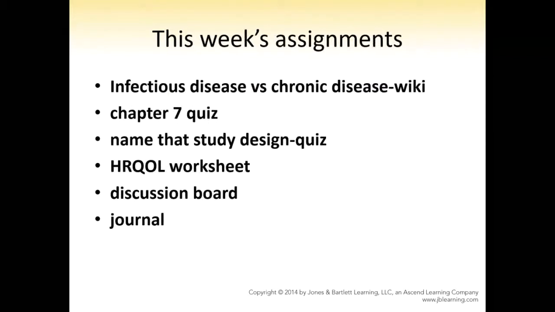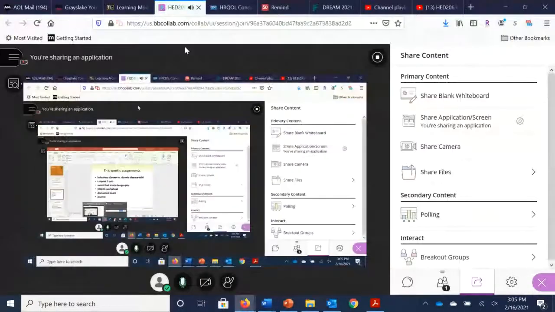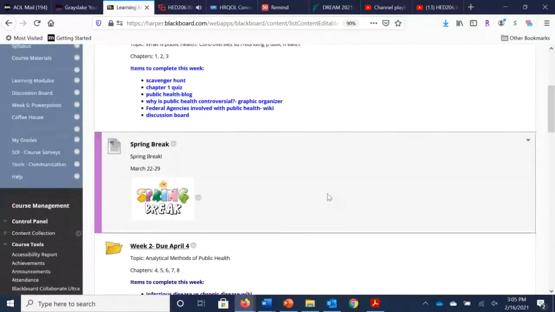This week's assignments include writing in the Infectious Disease and Chronic Disease Wiki. You will have a Chapter 7 quiz. There is also a quiz called Name That Study Design, an HRQOL worksheet, of course your discussion board, and this week there is a journal assignment. Now a journal assignment is just an area of communication between you and me. Other students do not have access to that assignment, and it's really a way for me to check in on you and see how you're doing in class and just to have a private conversation between you and I.